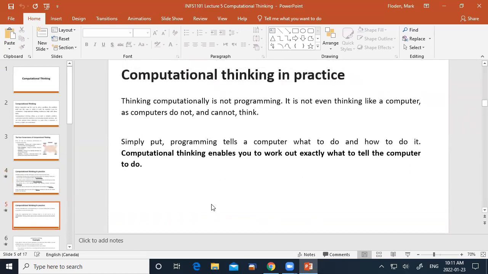Okay. So computational thinking is something that humans do. Humans do computational thinking. Computers don't do computational thinking. Even though computational thinking has the word computation, it sounds like computing, right?